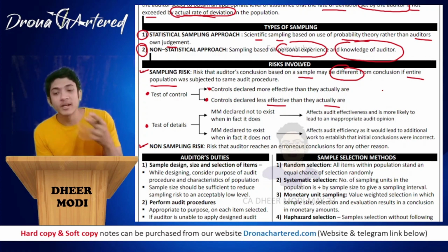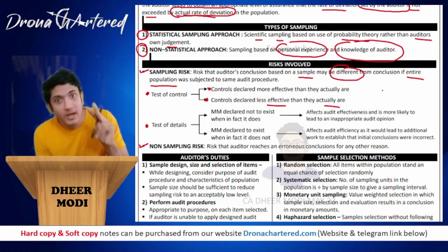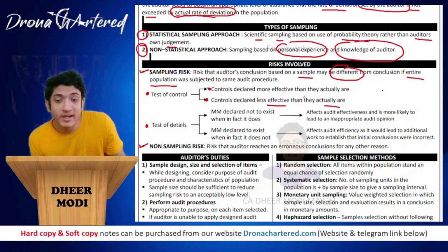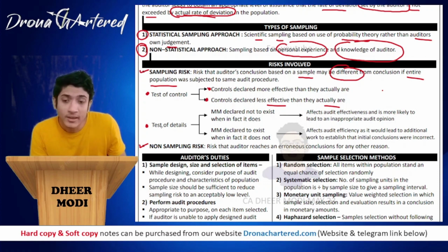So we might pass the control as not effective. We might declare the control as not effective. However, what if those 2 samples were the only such samples in the entire population of 2000? Hence, in such a case, control might be declared less effective than they actually are. Okay. Now, what is your test of details?